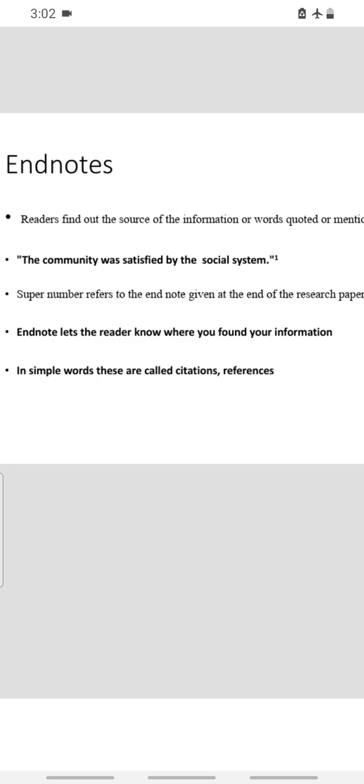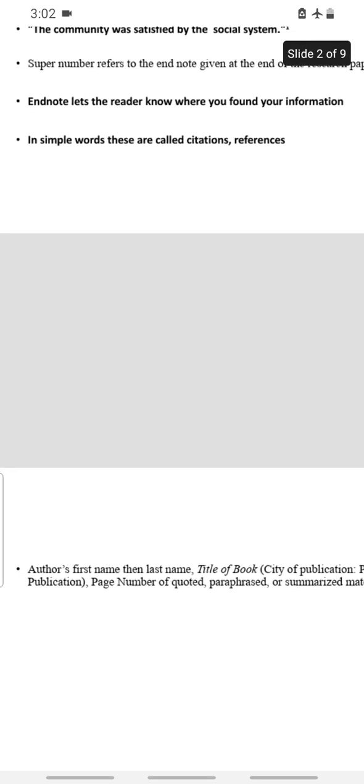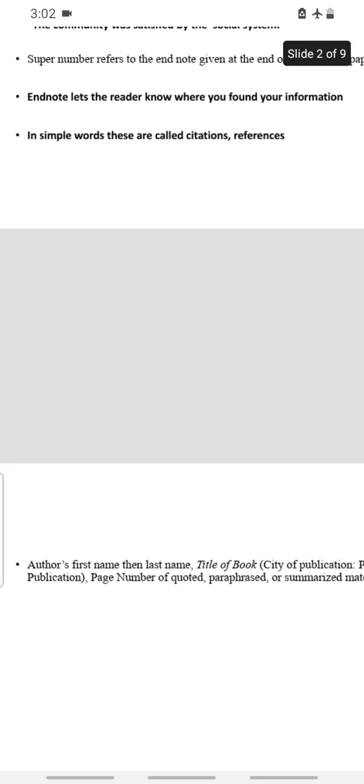Endnotes let the reader know where you found your information. In simple words, these are also references and citations. We simply want to explain from which source we have taken some information. And in normal references, again, we inform our reader which was our source of information. Now the question is, why do we need to write this reference, or to tell the reader from which source we have taken the information?